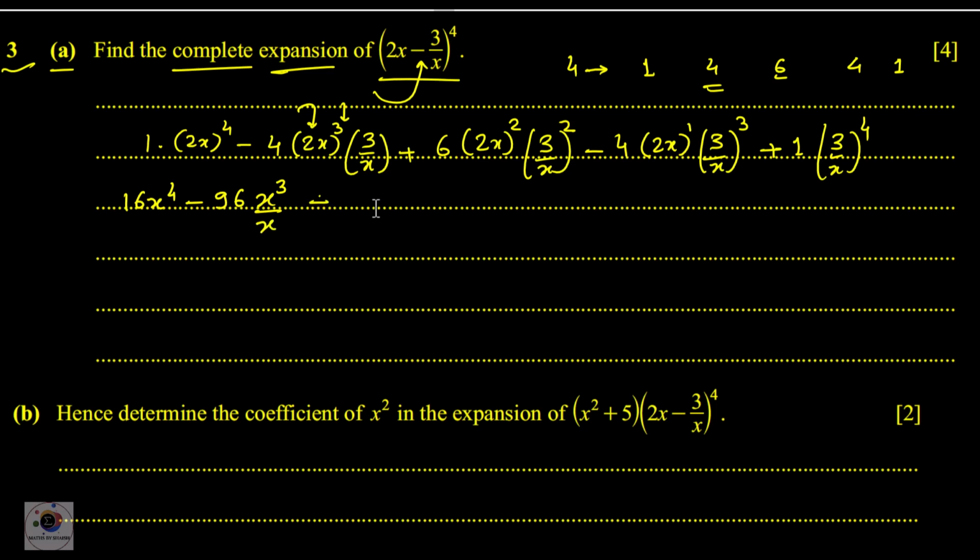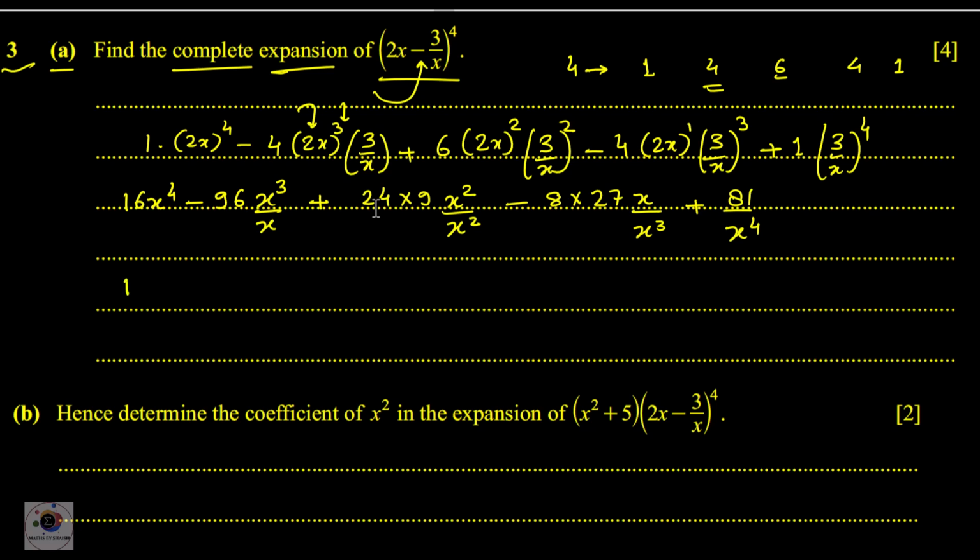So here it is going to be plus, I will write 6 into 2 to the power 2, so it is going to be 6 into 4, which is 24, and 3 squared is 9, and here it is going to be x squared, and the denominator is also going to be x squared. And here it is going to be minus 4 into 2, 8, 8 times 3 cube, which is 27, and this is x, and the denominator is going to be x cubed. And finally it is 3 to the power 4, which is 81, and the denominator is going to be x to the power 4. Now we'll write in the simplified form using the calculator to calculate the value of the multiplication.